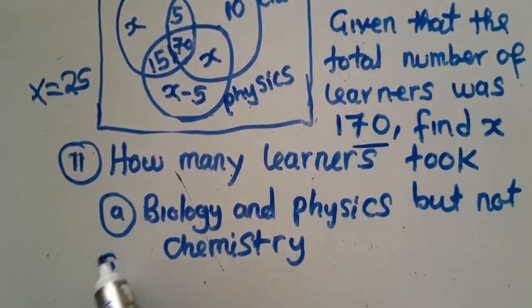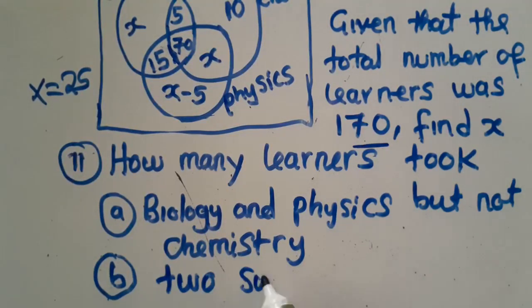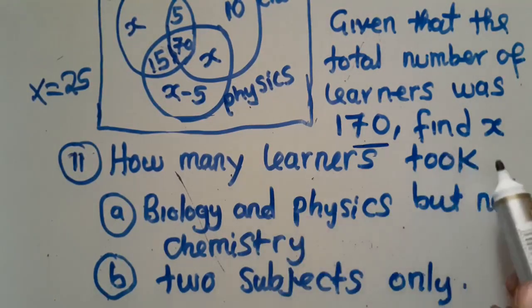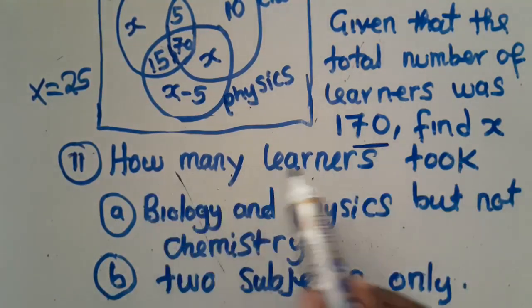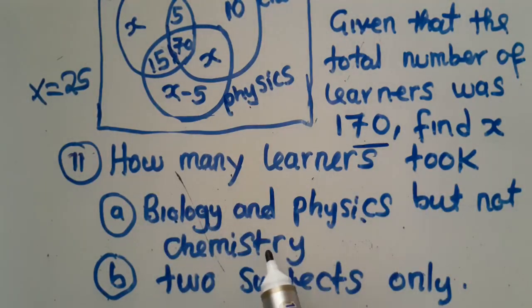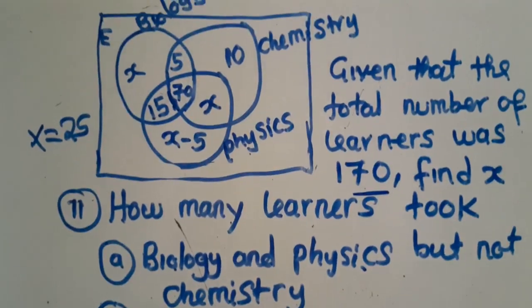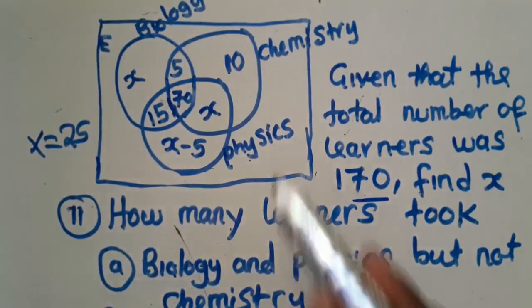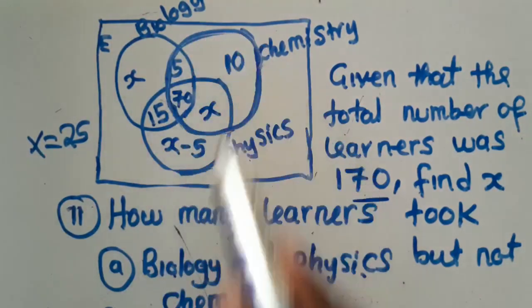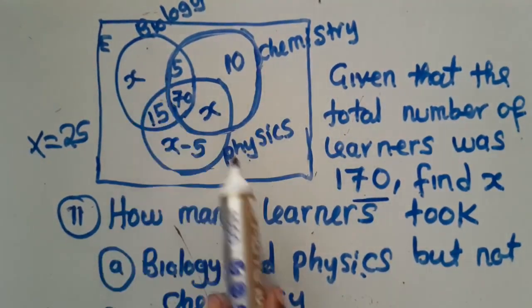Then B, we are having 2 subjects only, like this. So how many learners, you're not supposed to answer, this is not a question. How many learners took biology and physics but not chemistry? You go back to your question. Biology and physics but not chemistry. You remove this chemistry. Have you seen? You remove this odd thing there. So you meant biology and physics.